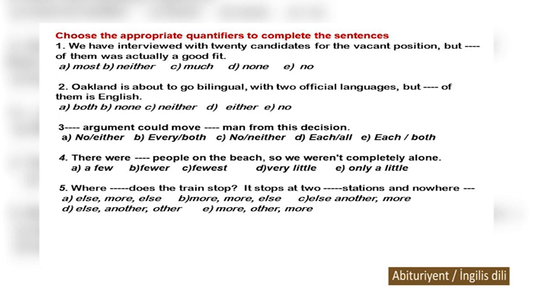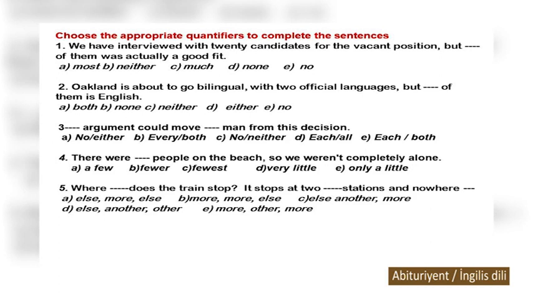Number 4, there were a few, fewer, fewest, then very little, only a little. D and E are incorrect variants because people is a countable noun and it is in plural. And what about a few, fewer, and fewest? On the beach, so we weren't completely alone. If we were not completely alone, we can't use fewer and fewest. They give us the negative meaning. And our okay answer is A. There were a few people.